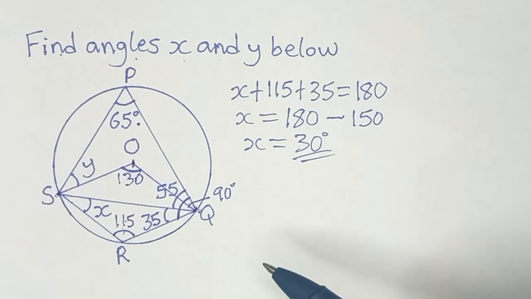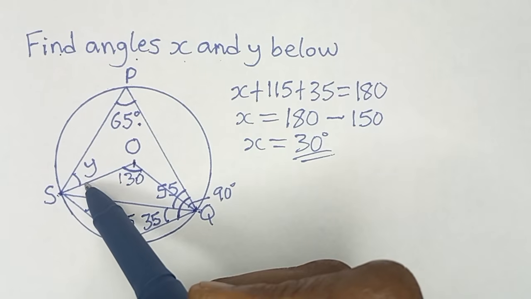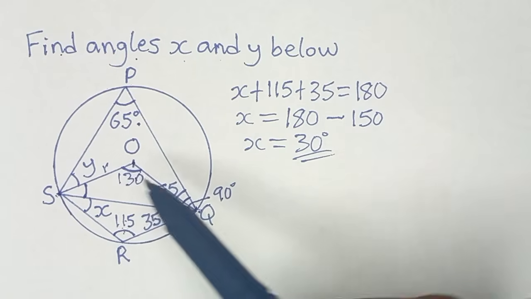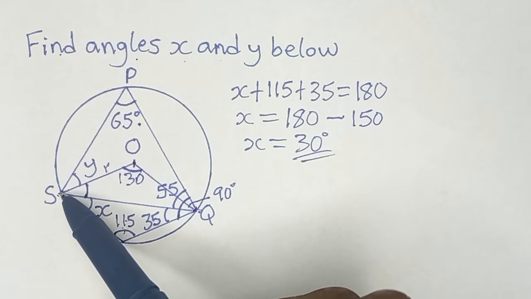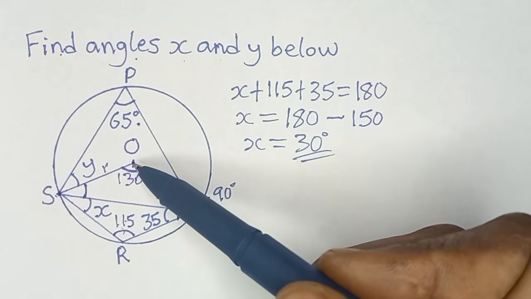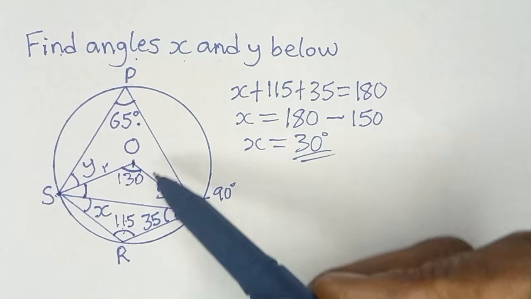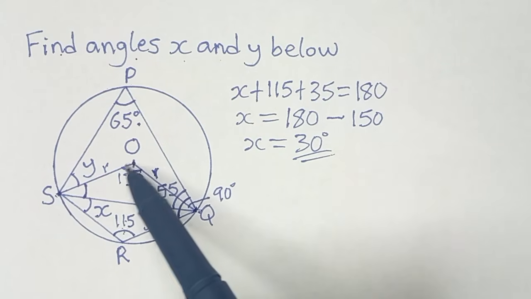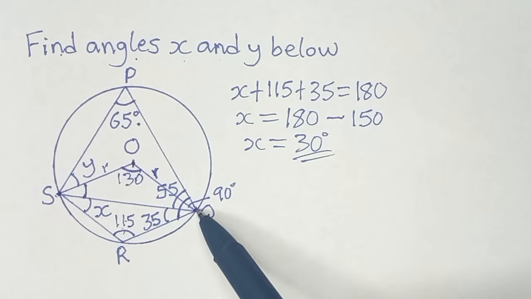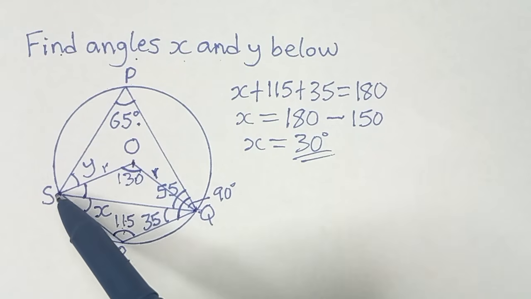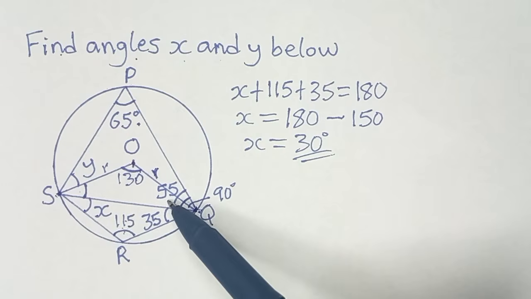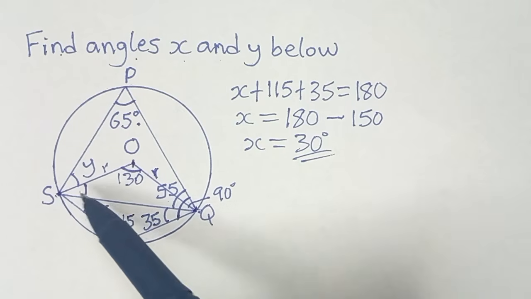130 degrees. Now, we are going to get these base angles here. If you check, this is the radius of the circle. From the center to the circumference is the radius of the circle. Also, from the center here to the circumference here, this line is also the radius of the circle. So that tells us that this is an isosceles triangle. And we should remember that the base angles of an isosceles triangle are equal.